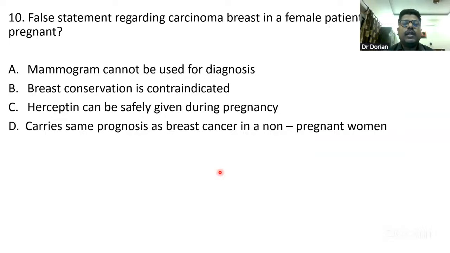Mammogram cannot be used for diagnosis. Yes, breast density will be high. Breast conservation is contraindicated. Yes, it is a relative contraindication. Herceptin can be safely given during pregnancy. No, it cannot be given. It can be given only after delivery.